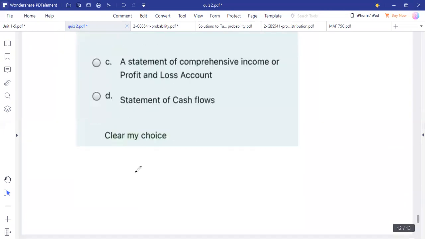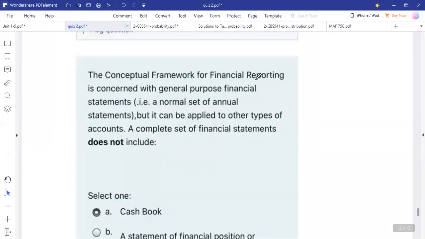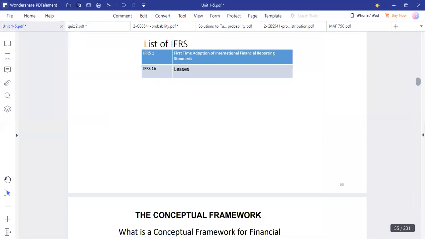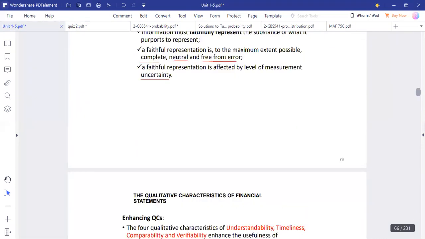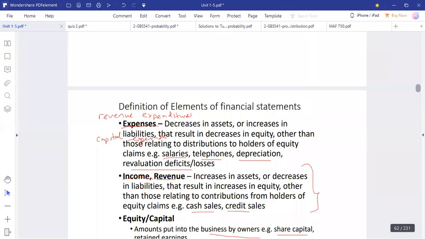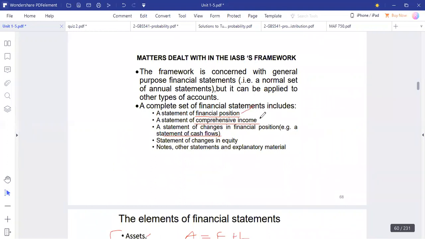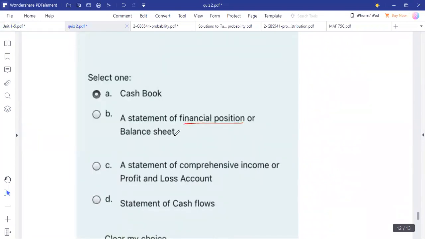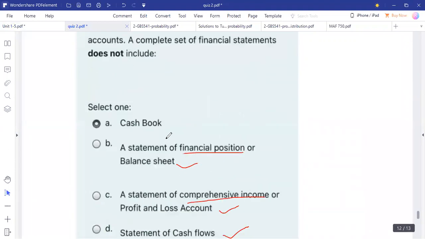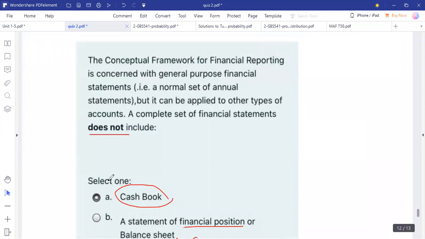So finally, but not the least, financial reporting is concerned with the purpose of what? A complete set of financial statements does not include, so we looked at what it includes. I highlighted what is included in the financial statements. We have the statement of financial position, which is the balance sheet, the comprehensive income statement, which is the profit and loss, and the statement of cash flows. Which one is not? So cash flow is not.